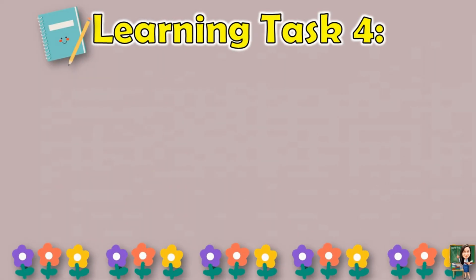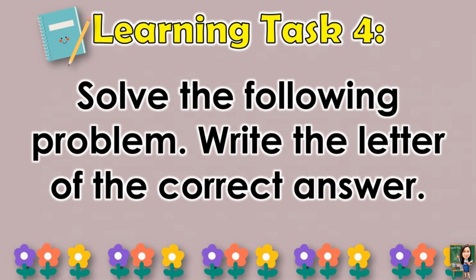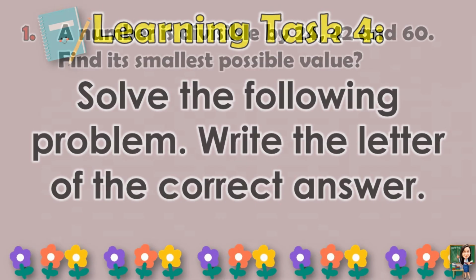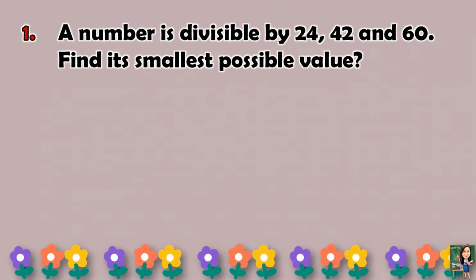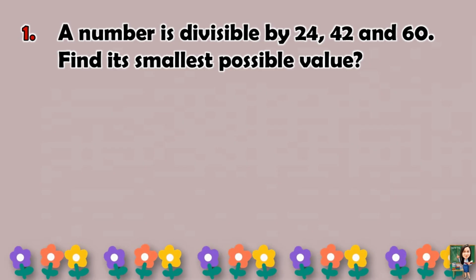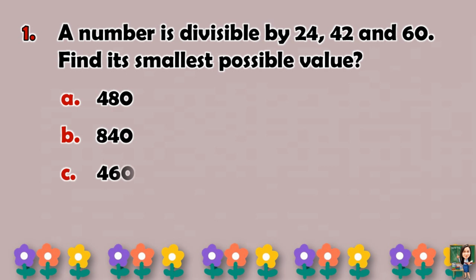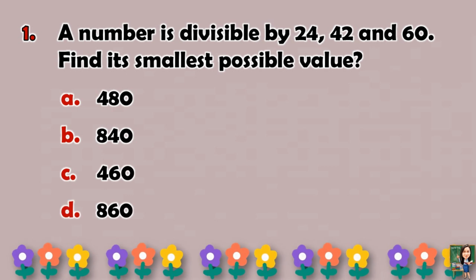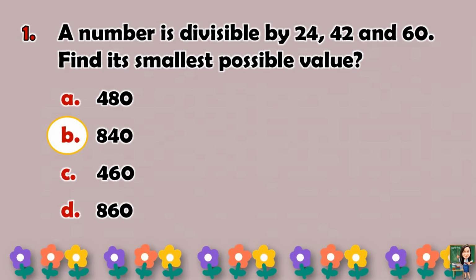Learning Task 4. Solve the following problem. Write the letter of the correct answer. Number 1. A number is divisible by 24, 42, and 60. Find its smallest possible value. A. 480. B. 840. C. 460. D. 860. What is the correct answer? Very good. The answer is letter B.